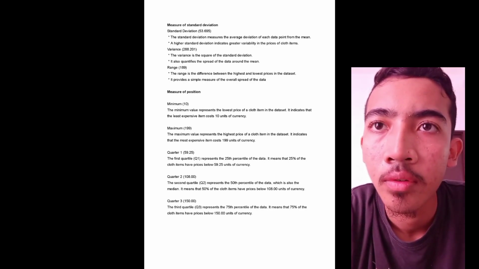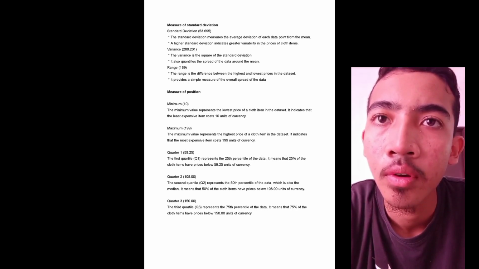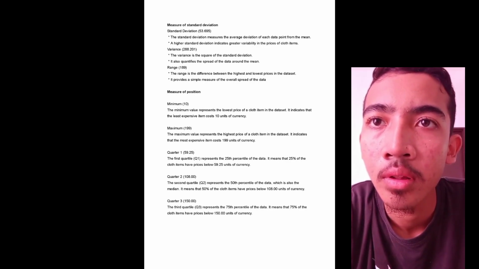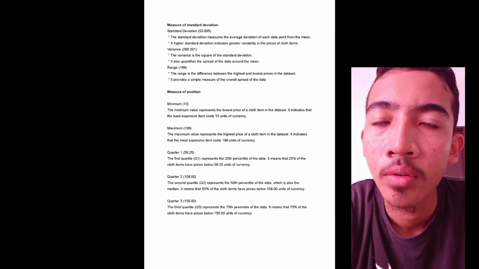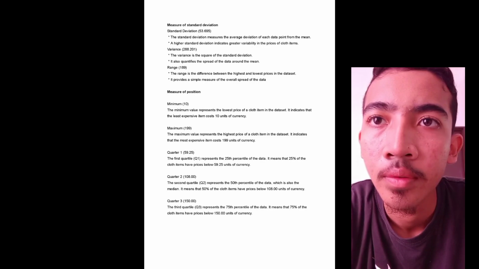Quartile 1, 59.25. The first quartile represents the 25th percentile of the data. It means that 25% of the closed items have a price below 59.25 units of currency.